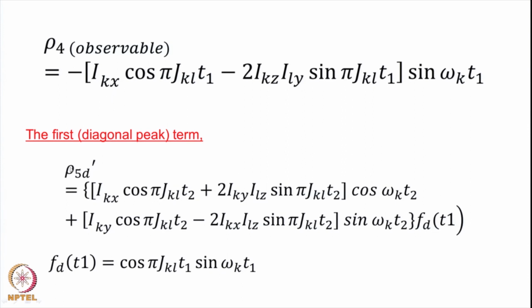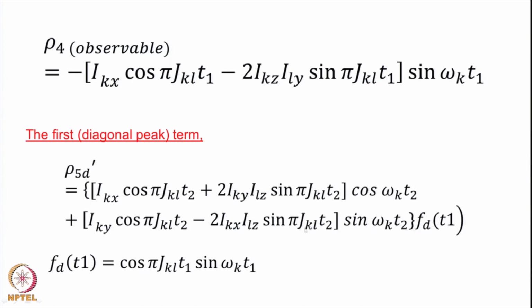So, if I were to represent the part of the density operator which belongs to the diagonal peak, I call it rho 5 d prime, and this is during the acquisition period, and that one comes as a result of evolution of this part of the density operator here. So, this is Ikx cosine pi jkl T2 plus 2 Iky Ilz sin pi jkl T2 cosine omega k T2, and then we have Iky cosine pi jkl T2 minus 2 Ikx Ilz sin pi jkl T2 sin omega k T2.